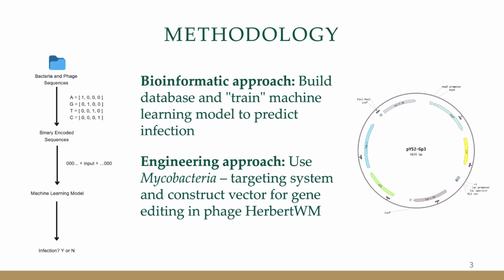that unknown bacteria pair. So on the right, you can see here a plasmid, which is representative of my engineering approach. My engineering approach uses a mycobacteria targeting system by Shankerman et al., and it involves unmarked gene deletions in mycobacteria. So using this system, I constructed a vector for gene editing in the phage HerbertWM.